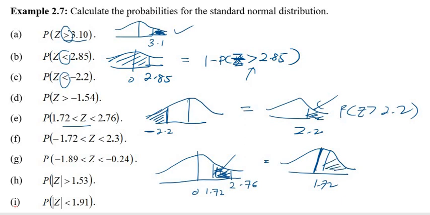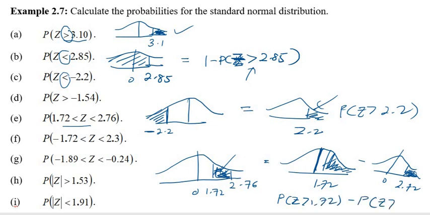So this area, and then we minus the smaller area, which is the 2.72. This in the middle 0. So this area minus this at the end, so we get the area in the middle. So this is probability of Z greater than 1.72 minus Z greater than 2.72. So we will get the probability in between the two values.